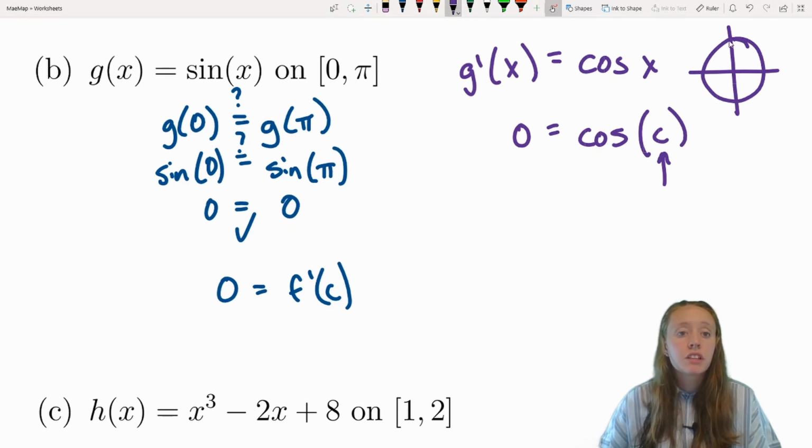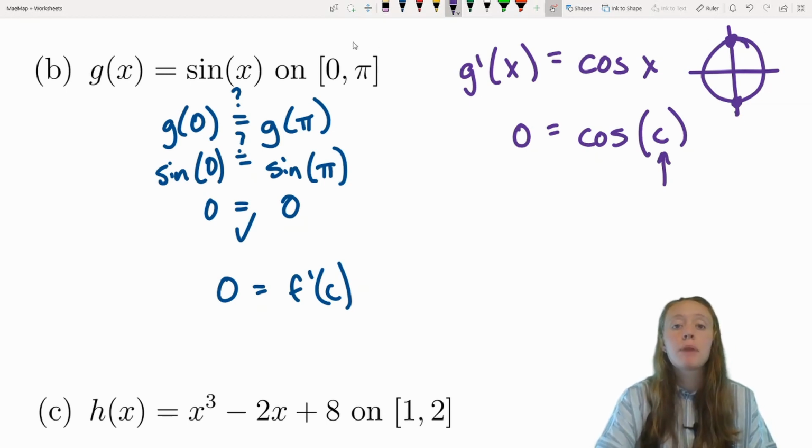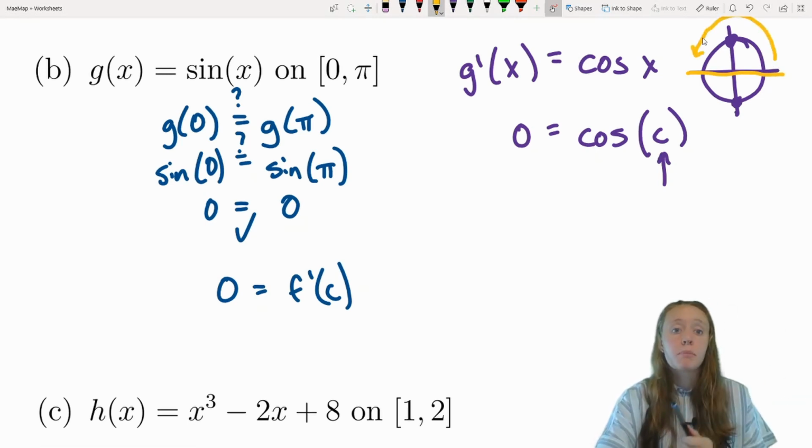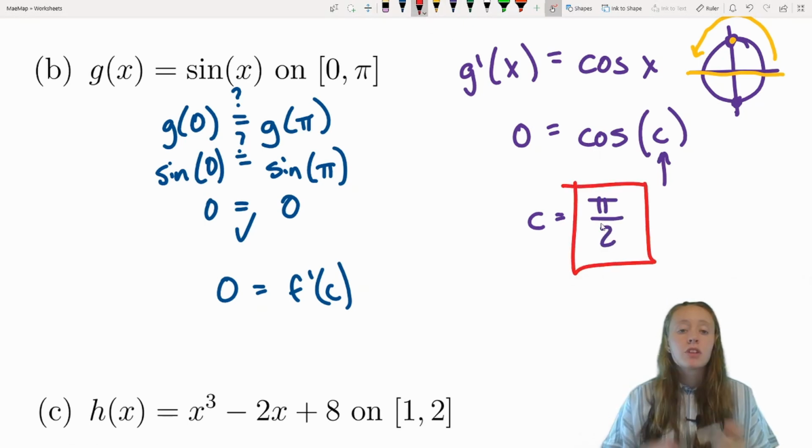Cosine of C equals 0 at pi over 2, 3 pi over 2, and so on. So we have multiple different potential C values, but remember our interval. Our interval is from 0 to pi, so we're only looking at this upper half of our unit circle and only from 0 to pi. And there's only one point that falls in that, and that's pi over 2. So C is going to be equal to pi over 2.